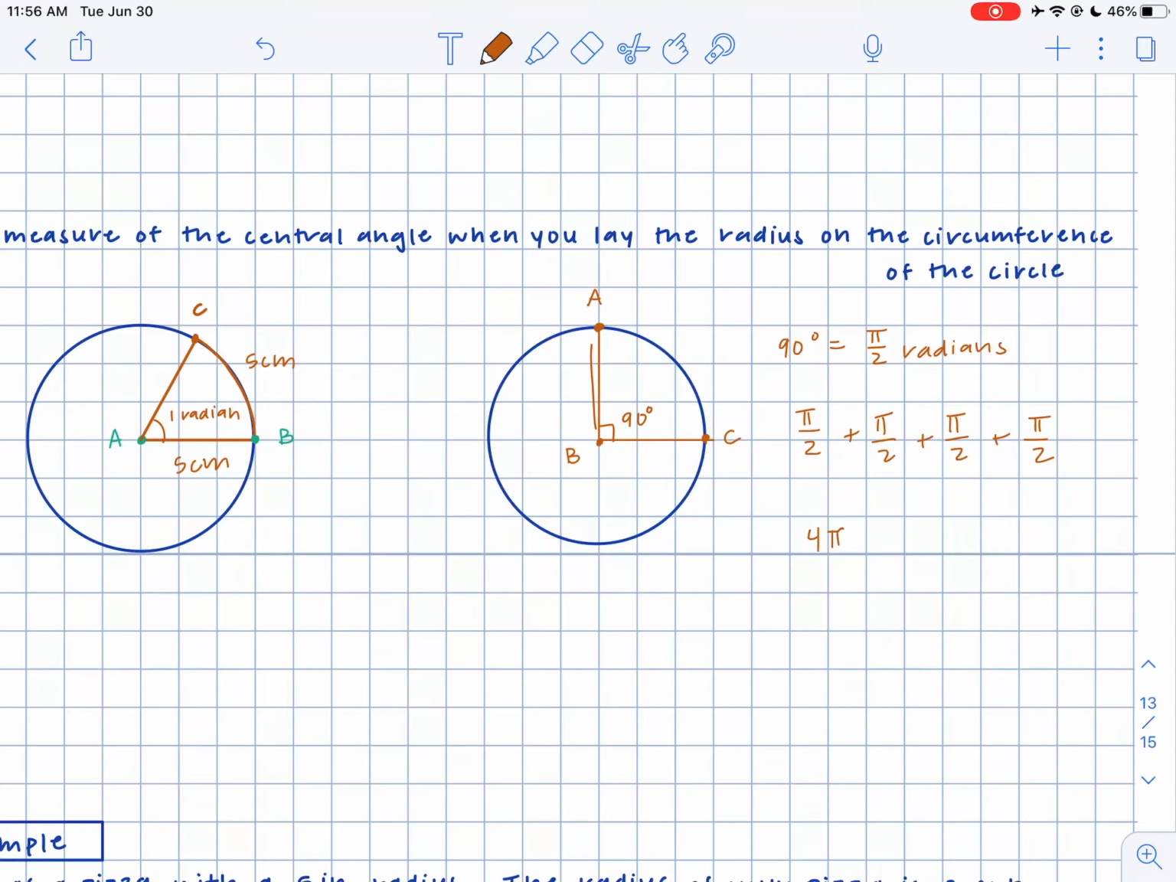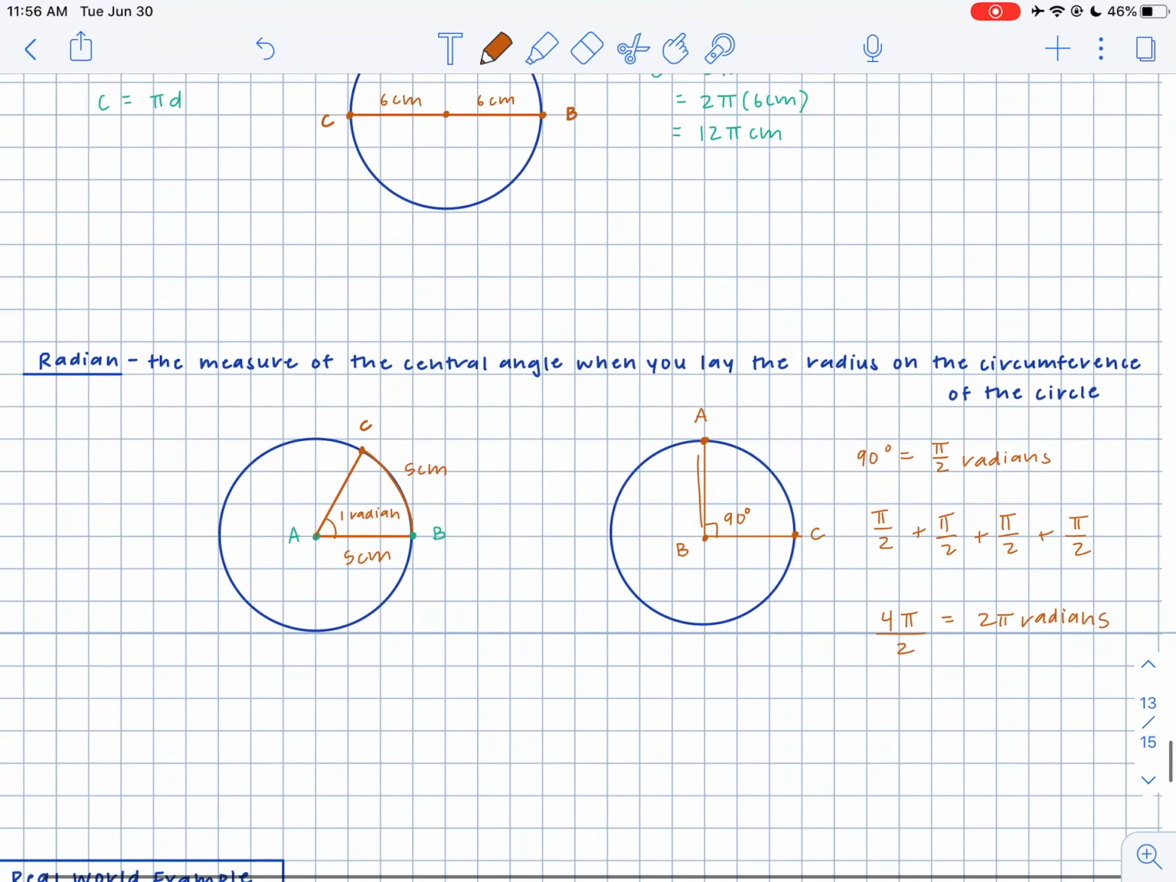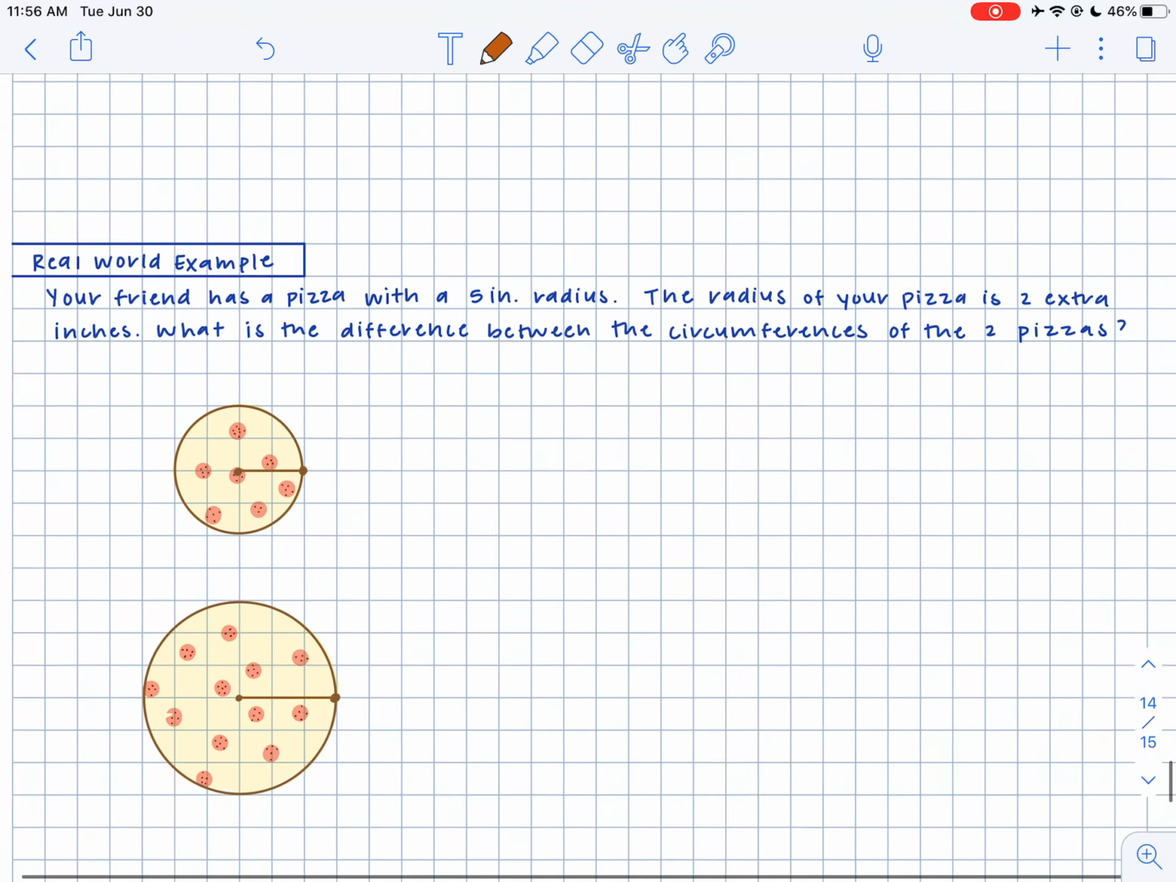Okay, so how many pi's do we have? We have 4 pi's. That's ugly. 4 pi's, and you're dividing it by 2, and you simplify, and you get 2 pi. My point is, there are 2 pi radians in a full circle. Remember how we kept talking about there are 360 degrees in a full circle, and we can measure angles in degrees or radians. So if there are 360 degrees in a full circle, then there are 2 pi radians in a full circle, and that will always be the case.